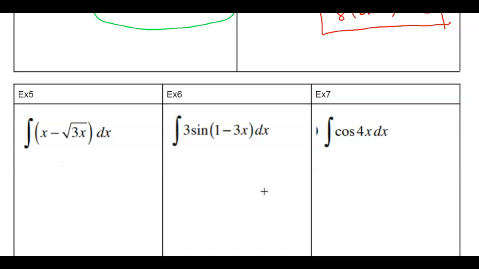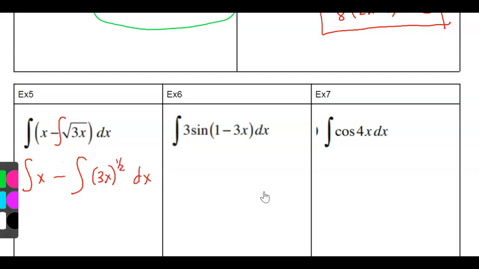Now this one, because they're being subtracted, I can do them separately. So I've got the integral of x minus the integral of 3x to the 1/2. Well, the first part, that's just a power rule. So I get x squared over 2. I don't write a plus c because there's just 1 plus c at the end. Now, this one looks like I should do a power rule too, but because I have 3x, you technically need to do a u substitution on just the second part. So the u is going to be the inside.